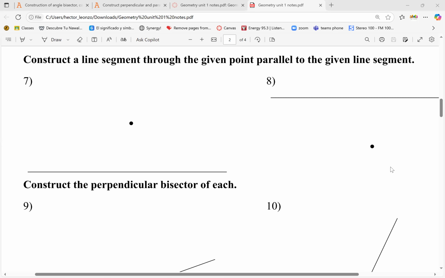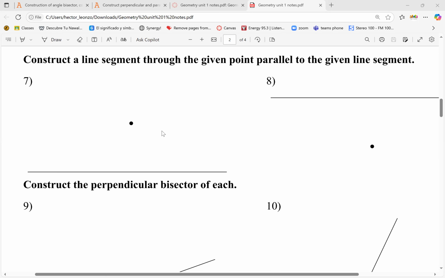Now, our second day of constructions, we're going to take a look. It says construct the line segment through the given point parallel to the given line segment. Okay, so I'm looking at our notes right now. Again, I'm going to be looking at our notes first, and then I'm going to show you guys using our homework.